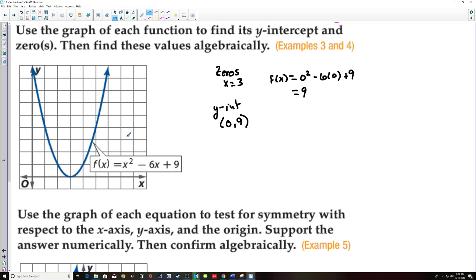Now to find the zeros, we plug in 0 for y really. So let me show that. 0 equals x squared minus 6x plus 9. Now we're doing this algebraically. 0 equals (x minus 3) squared. So the only zero is 3, but it counts twice. So there's that zero of x equals 3.